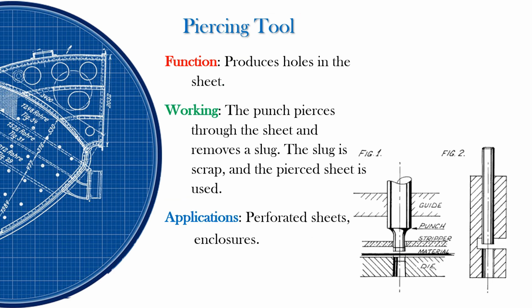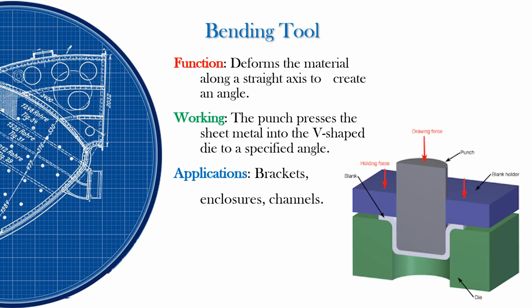Piercing tool. Function: produces holes in the sheet. Working: the punch pierces through the sheet and removes a slug. The slug is scrap and the pierced sheet is used. Applications: perforated sheets, enclosures.